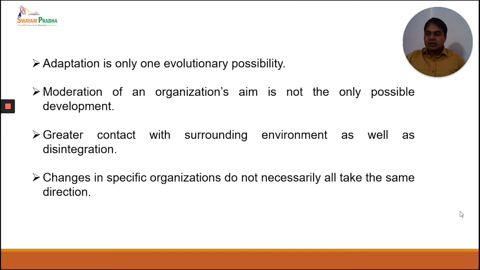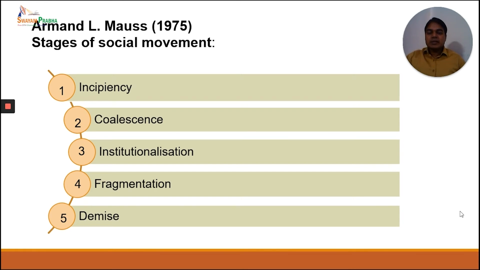Concerning this last stage of institutionalization, many people have questioned and criticized the applicability of this evolutionary model of social development. They argue that adaptation is only one evolutionary possibility, that it is not always necessary that a movement organization will automatically become institutionalized and become a part of the same social order. Adaptation or moderation of an organization's aim is not the only possibility. Sometimes the movement organization may disintegrate rather than be identified with the surrounding environment. So it is not always necessary that changes in specific organizations take place in the same direction. Some movement organizations may become institutionalized, whereas some become more radical, and some may disintegrate over a period of time. So institutionalization is only one of the possibilities.